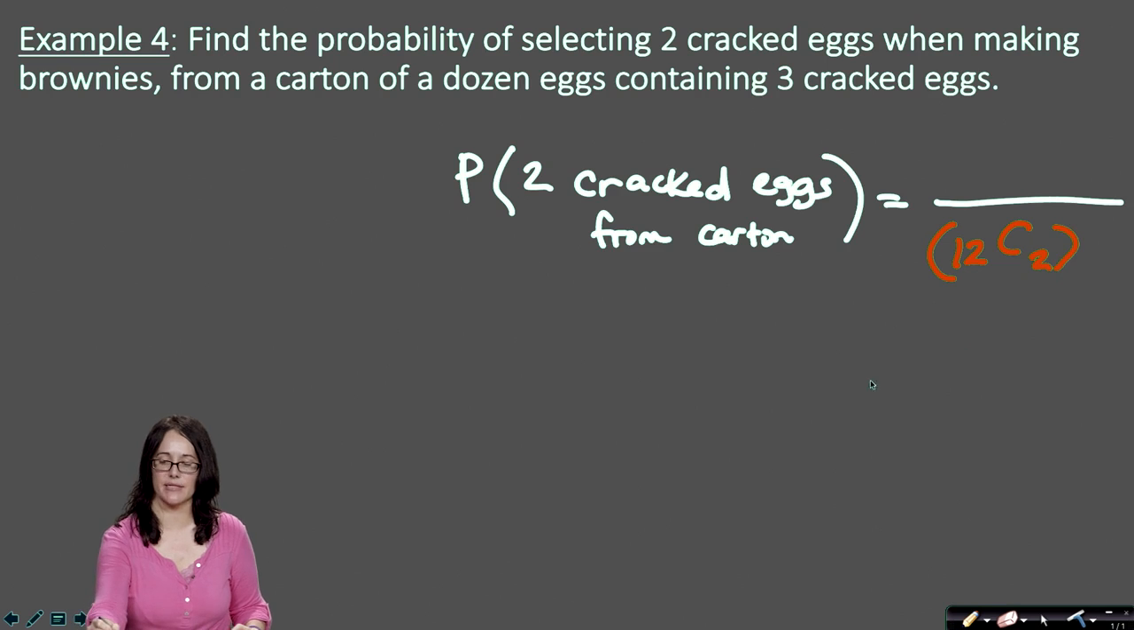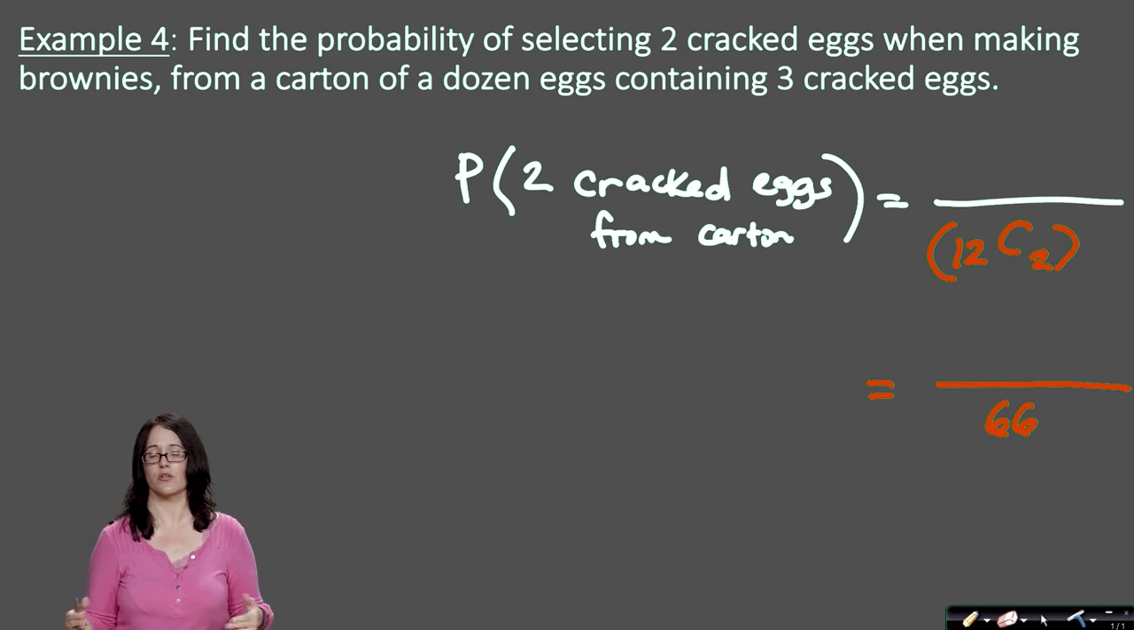How many ways can I select 2 eggs out of 12 if the order of eggs doesn't matter? That's a combination. Using technology or the formula, you should get 66 eventually. So there are 66 ways that you can choose 2 eggs from a carton of 12 where the order doesn't matter in which you select those 2 eggs. Okay, what about the numerator?